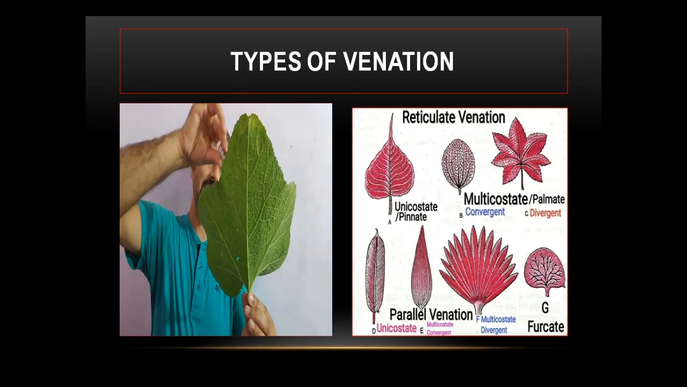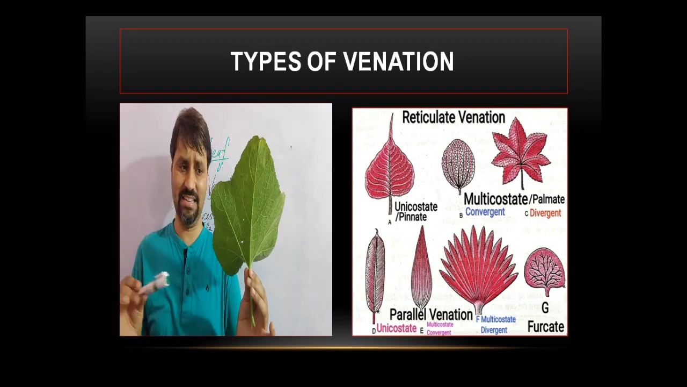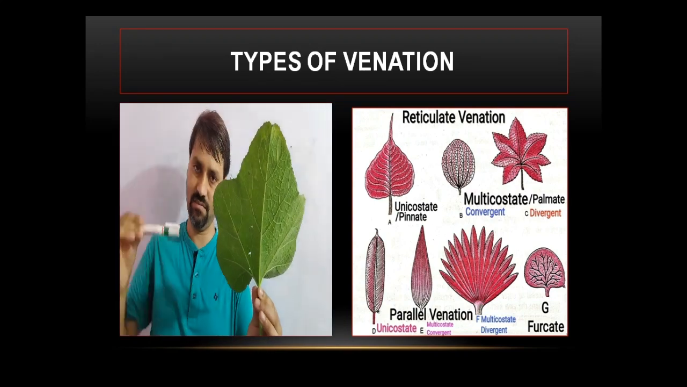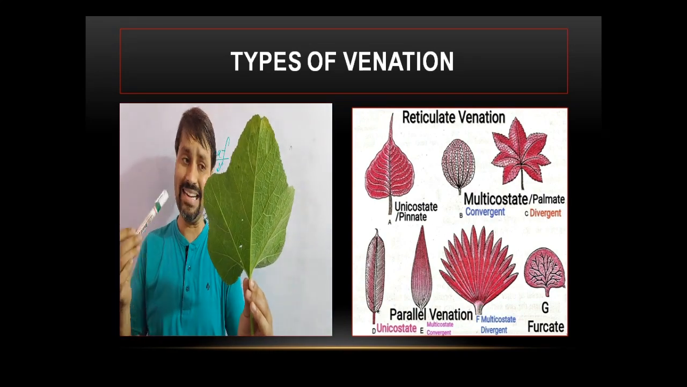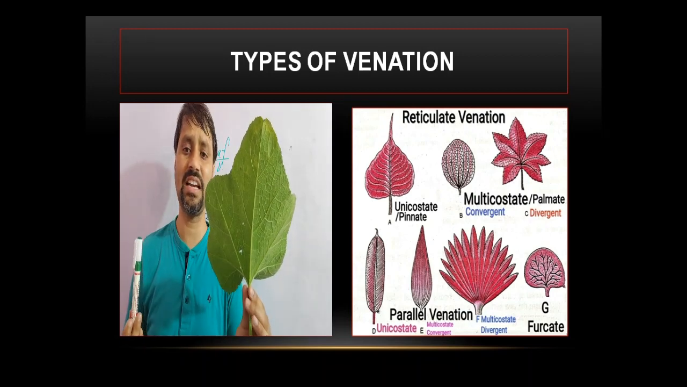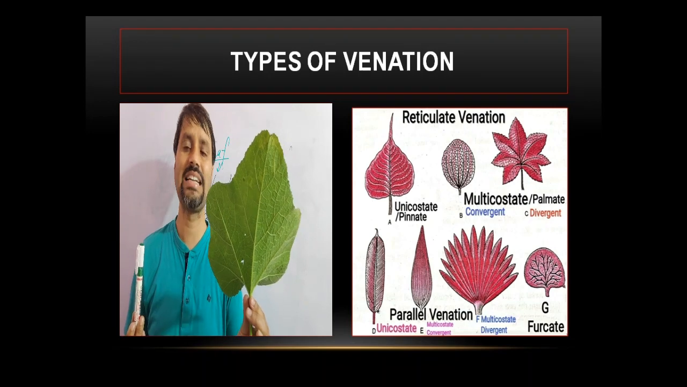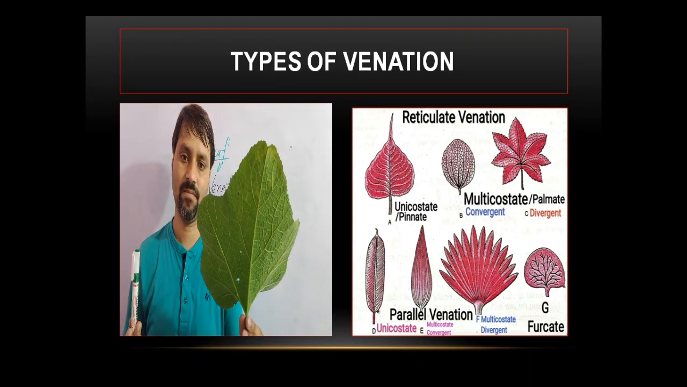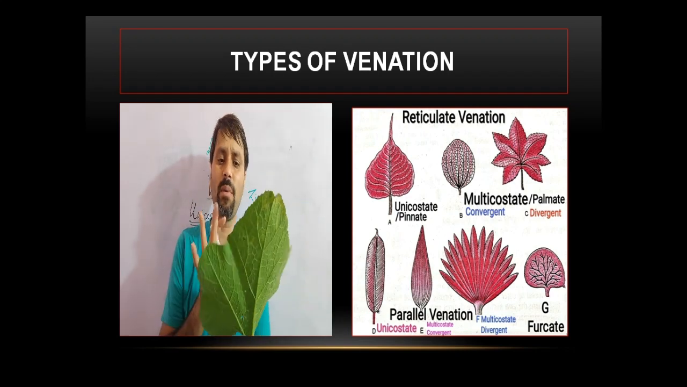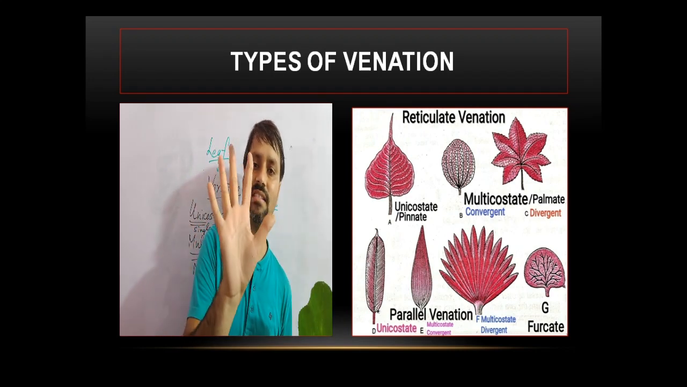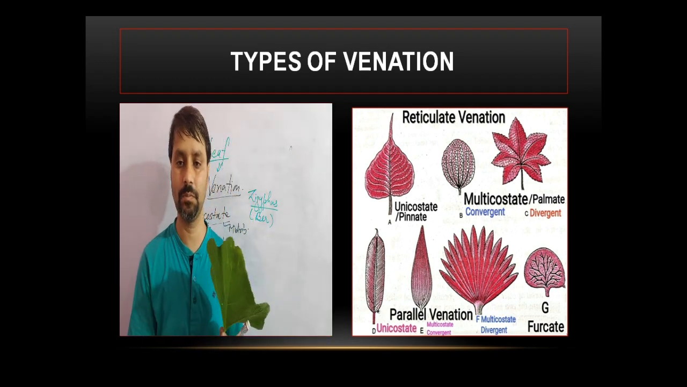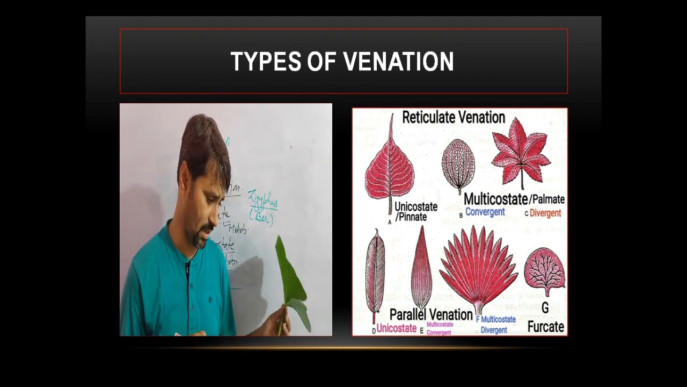They are diverging from each other. See here, they are diverging. One to this direction, one to this direction, other to this direction. And they are diverging from each other. So this is multicostate divergent. Multicostate is usually also called palmate because it is forming a palm-like structure like this. So palmate also. This is the structure of Cucurbita.